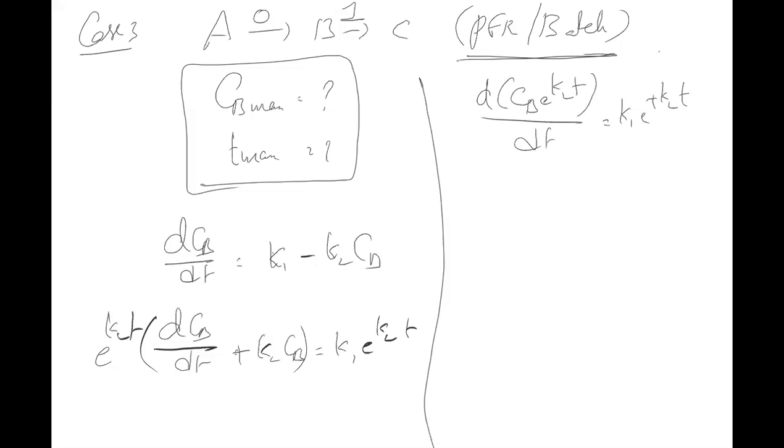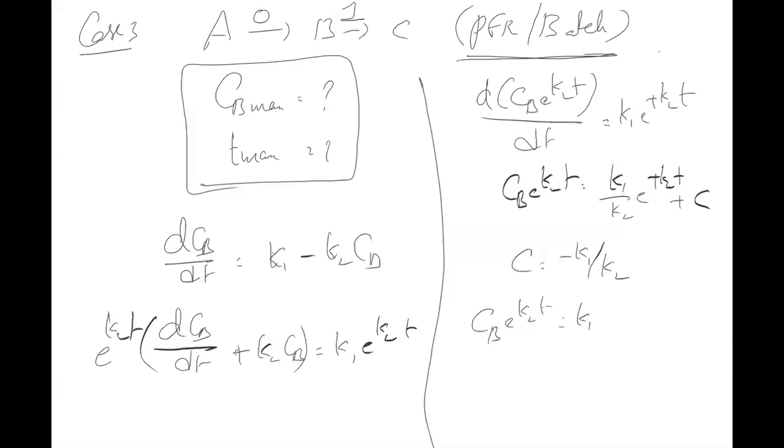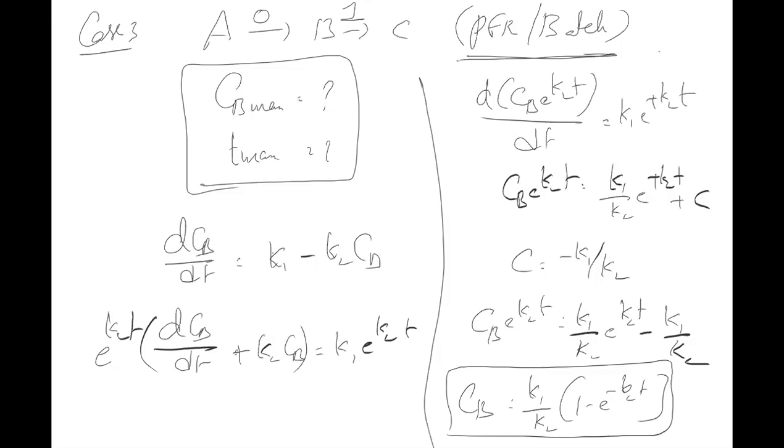Clear? So CB into e power K2T equals K1 by K2 into e power K2T plus C. What is C? C is minus K1 by K2 if you solve this. So what do you get finally? CB into e power K2T equals K1 by K2 e power K2T minus K1 by K2. So CB is K1 by K2 into 1 minus e power minus K2T. This is the CB equation.